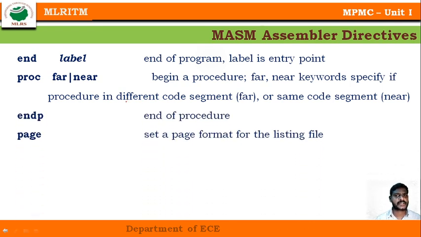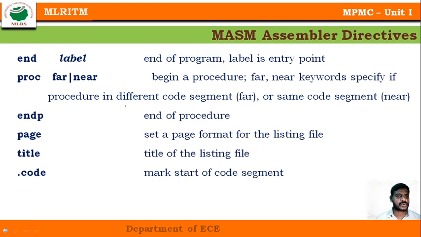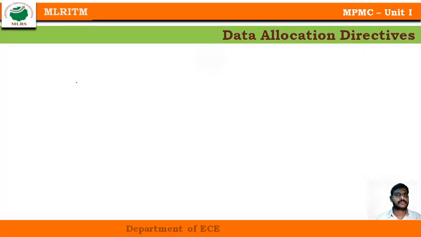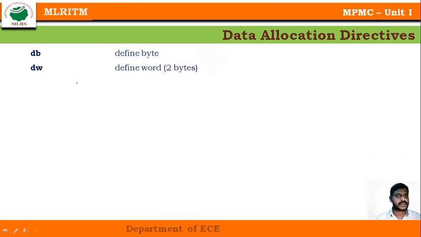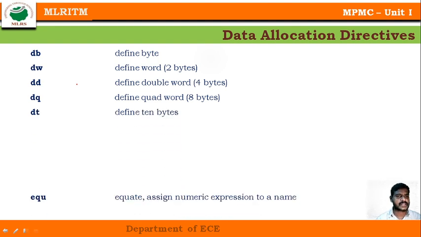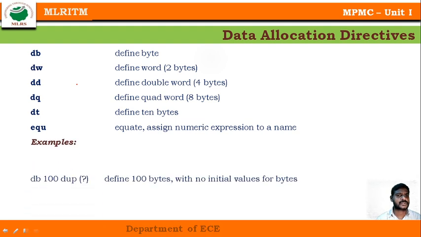Then setting a page format for the listing file, and PAGE TITLE is the title of the listing file. .CODE is the code segment initialization, then data segment initialization and stack segment initialization. These are a few assembler directives. Some more: defining a byte, defining a word. DD stands for double word, DQ stands for quad word, DT for 10 bytes, and EQU for equating a value. So these are some of them.